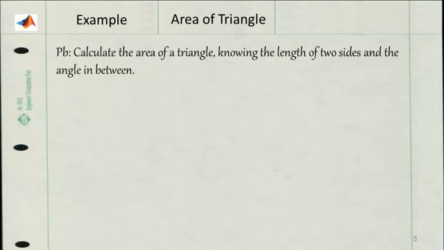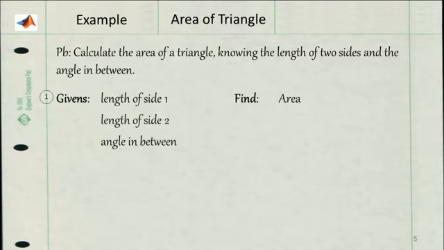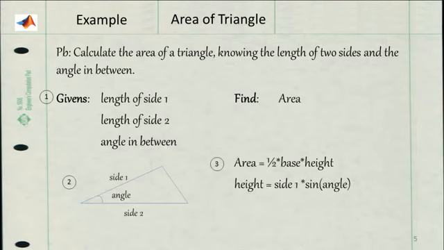Let's go ahead and write our very first software, one that solves the area of a triangle knowing the length of two sides and the angle in between. Following the steps, there are 3 givens and 1 find. The equation is rather straightforward, with half times base times height, the height being one side times the sine of the angle. There is no assumption for this straightforward problem.